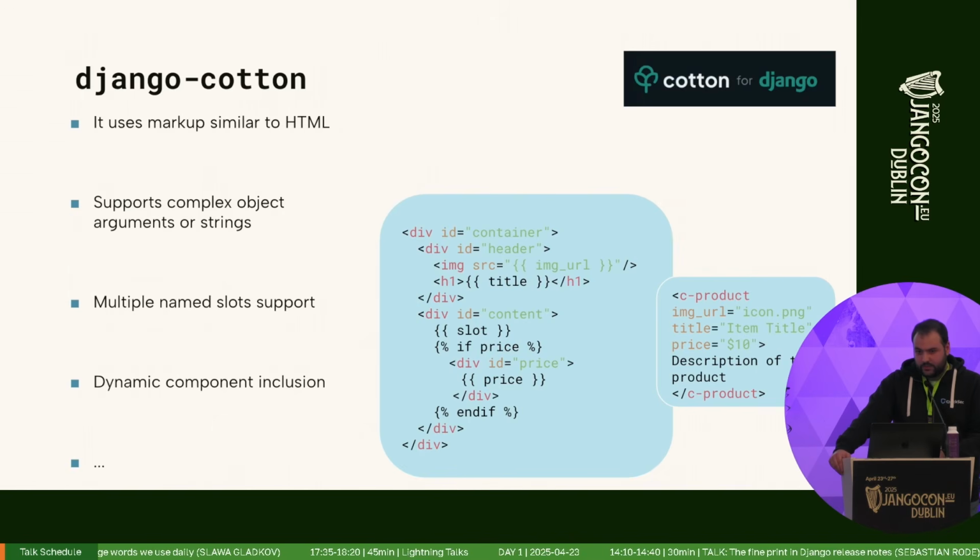It supports a lot of features that the regular include tag doesn't. So you can pass a lot of complex objects. You can have multiple named slots. And you can even do dynamic component inclusion. So if you have a variable that translates to a component name, you can dynamically introduce it. That's good to build custom fields, forms with custom fields, where you don't know beforehand what type of fields you are going to render on the template.